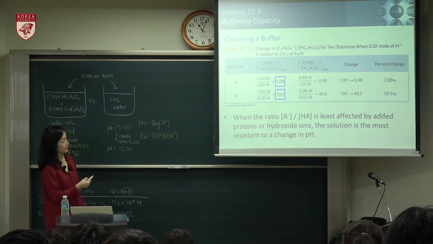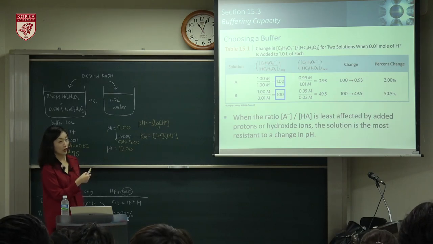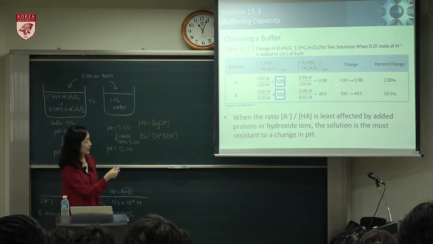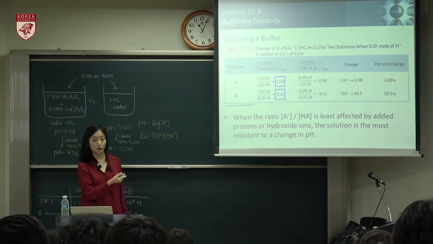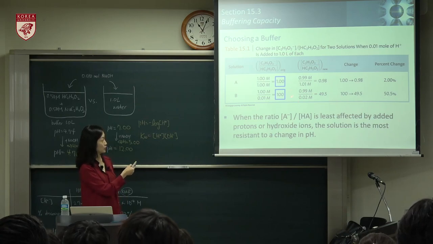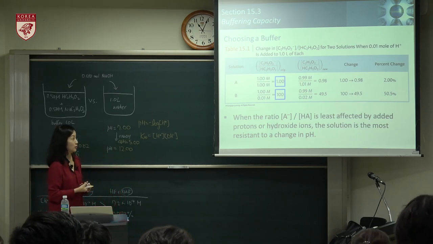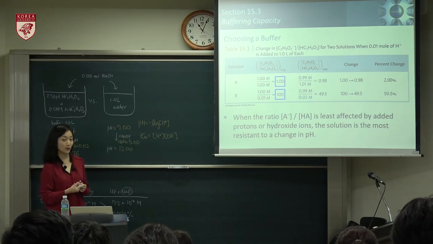What happens to this ratio when 0.01 mole of a strong acid is added? We see that in solution A, the ratio changes by 2.00%, whereas in solution B, this ratio changes much more, 50.5%. Which buffer solution would you choose? Would you choose A or B?